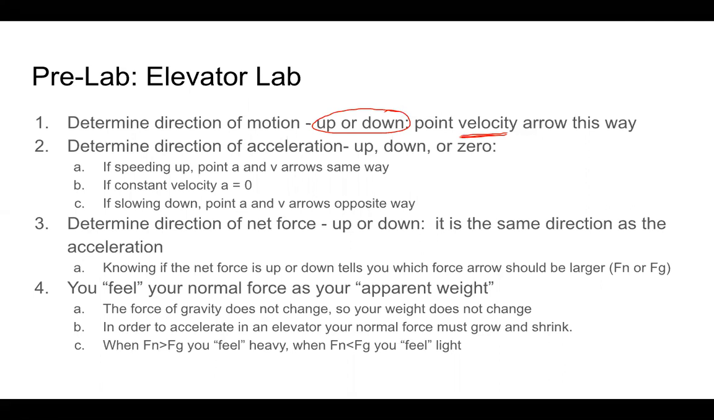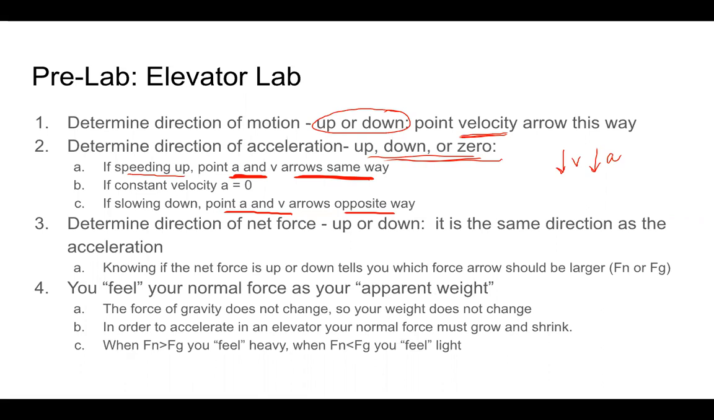The second thing you want to determine is what direction you should point your acceleration arrow. You can either pick up, down, or 0. So if you're speeding up, that doesn't mean you necessarily have an upward acceleration. It just means that your acceleration and velocity arrows have to match and point in the same direction. So let's say you're moving downward and you're speeding up. That would be a downward acceleration for that scenario. If you're slowing down, the acceleration and velocity arrows point the opposite way.